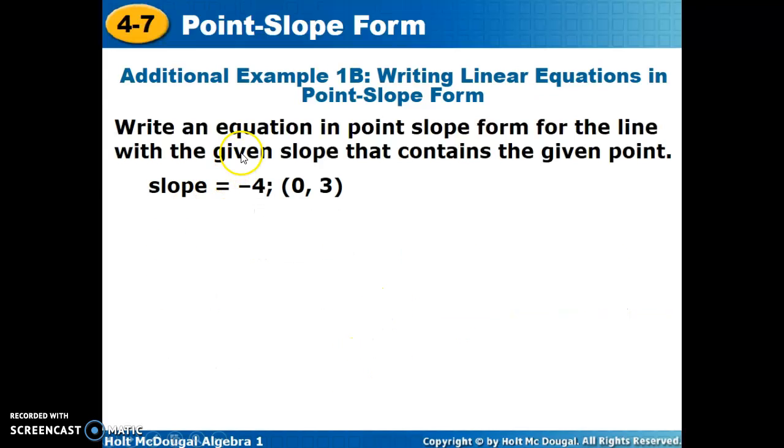So you try this out. Write the equation in point slope form for the line with the given slope that contains the given point. Come back and check your answer. And we're back. Remember the equation y minus y1 equals m times x minus x1.